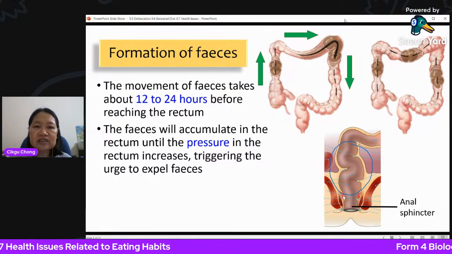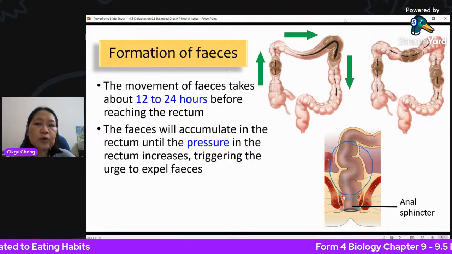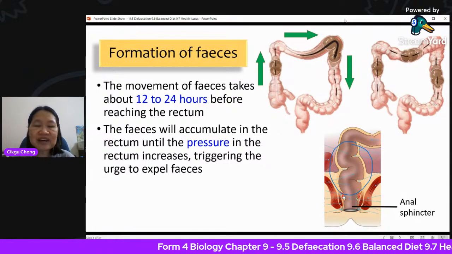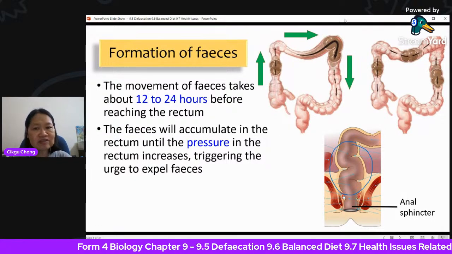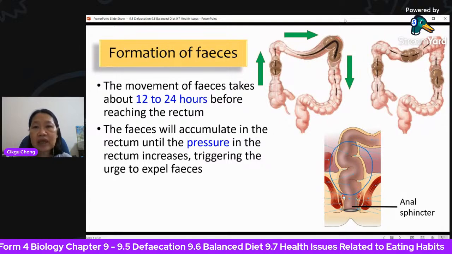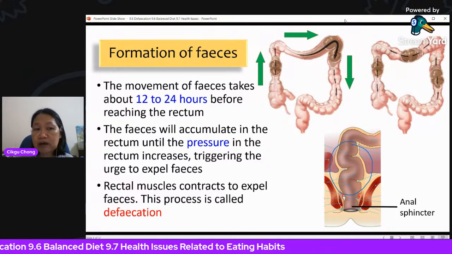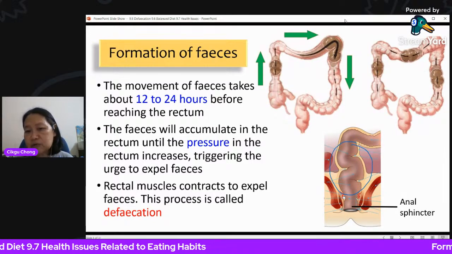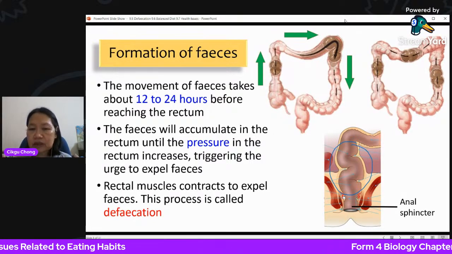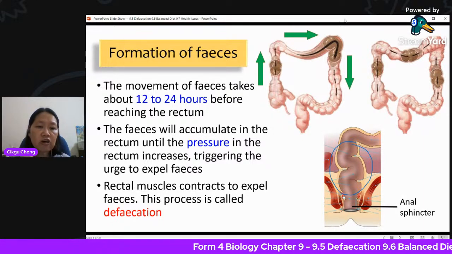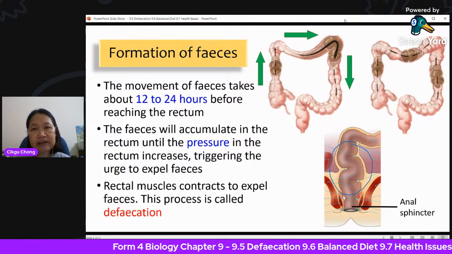You have the urge, right? Otherwise, you don't feel the urge. You wouldn't be going to the toilet just to remove it because you don't feel the urge, right? You only go to the toilet when you feel something pressing down onto the anus. And these rectal muscles will contract, okay, to expel the feces, and the anal sphincter, which is at the anus, will relax to allow the feces to come out. So this process of removing the feces is called defecation.